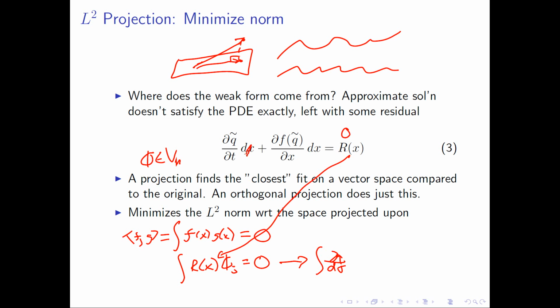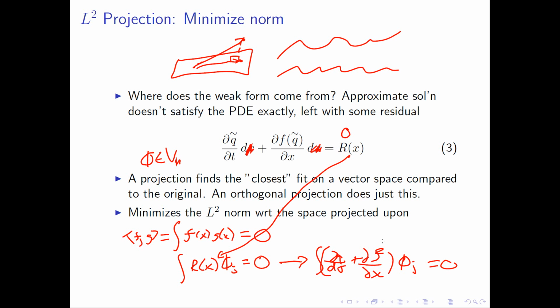This is an erroneous term. This shouldn't be here. I apologize. Times our, well, actually, let's put this in parentheses here. So dq dt plus df dx times our weighting basis function. And this has to be equal to 0. And clearly we can see if we expand this out so we get two integrals, we recover our weak form.